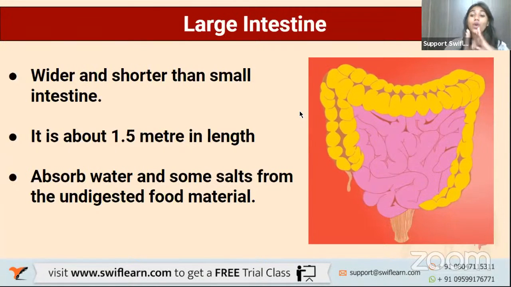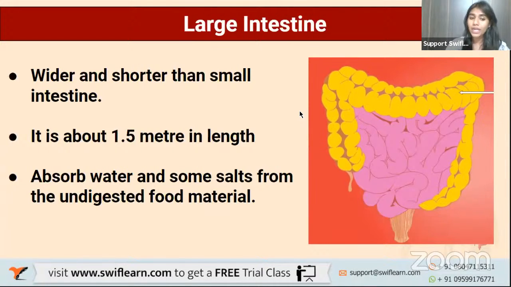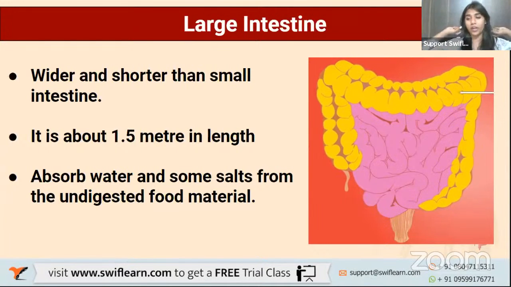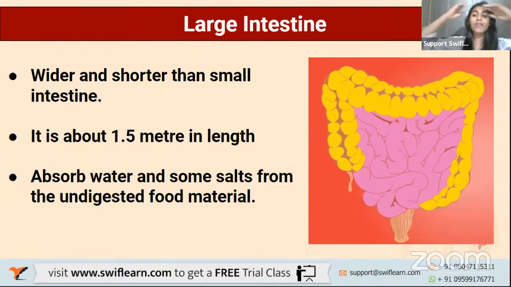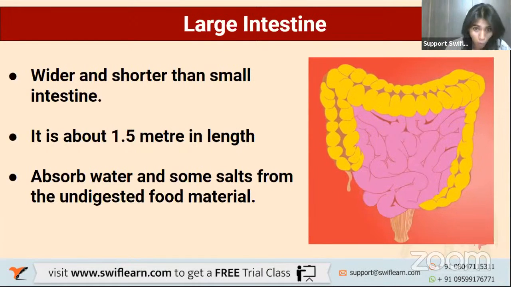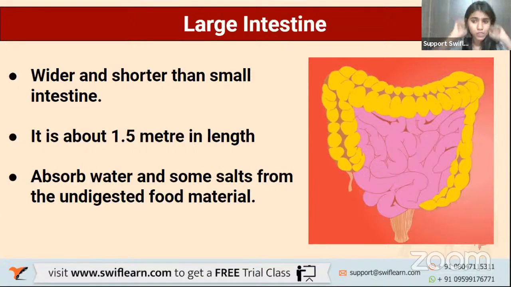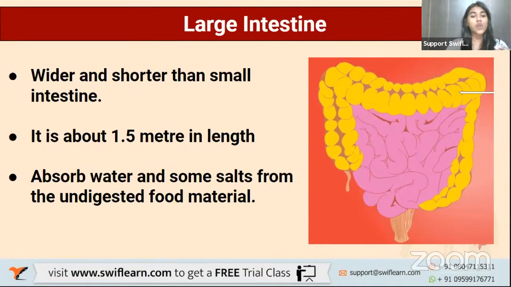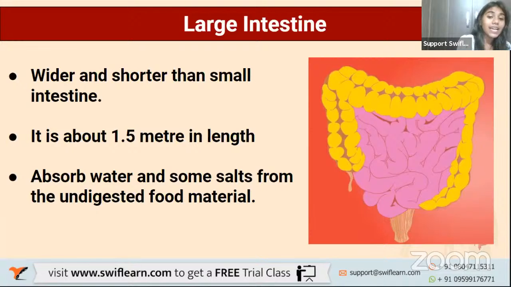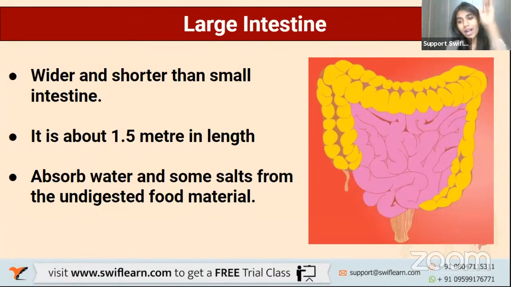See the difference. The small intestine is about 7.5 meters long and your large intestine is only 1.5 meters long. Now, what is the main function of the small intestine? It is to absorb water. What is the function of the large intestine? It is to absorb water and some necessary salts from the undigested food material, that is, all the food that is going out of the body.